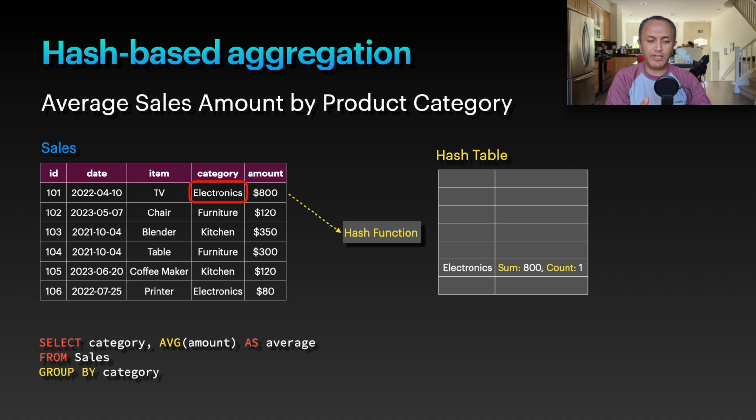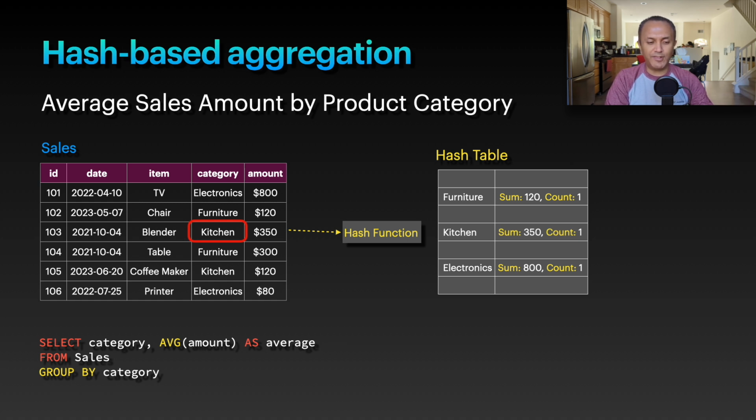For average, we need to maintain both the sum and the count. So sum is going to be the running sum of all the amounts that we find. Count is going to be the number of times that we find this particular category. So to start, sum is going to equal 800, which is the value of the amount, and count is going to be 1 because this is the first time that we see this. Now furniture, again, it's the first time that we see it, so count equals 1, sum equals 120. Kitchen, first time we see it, count equals 1, sum equals 350.